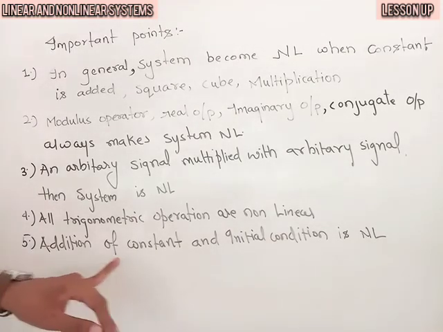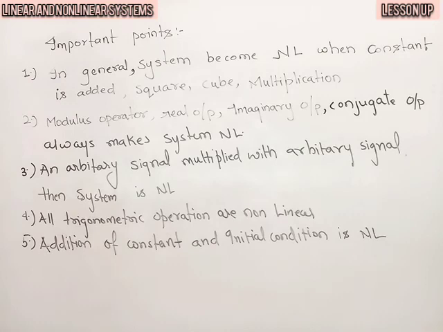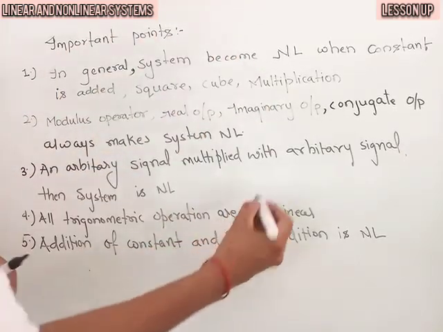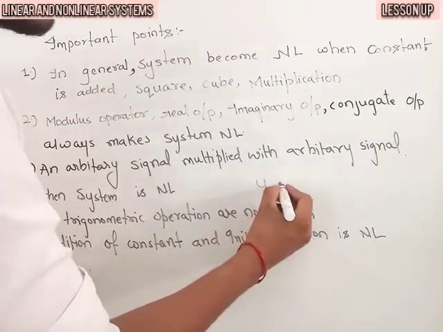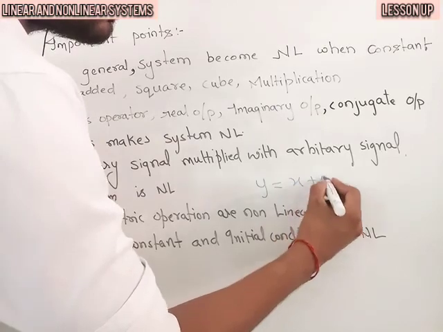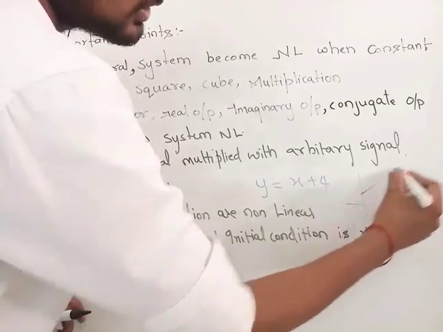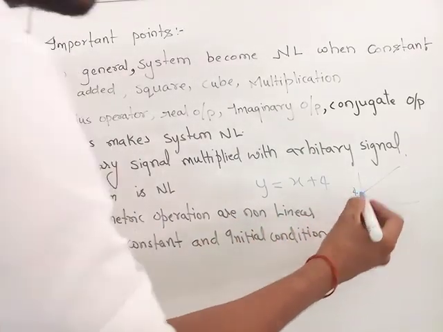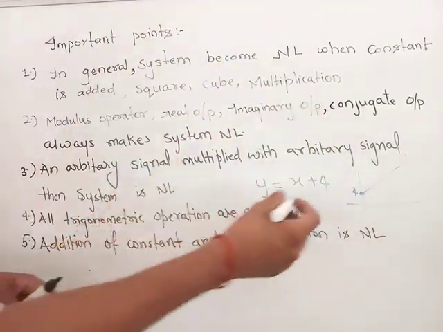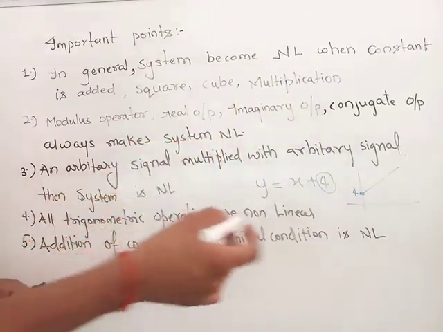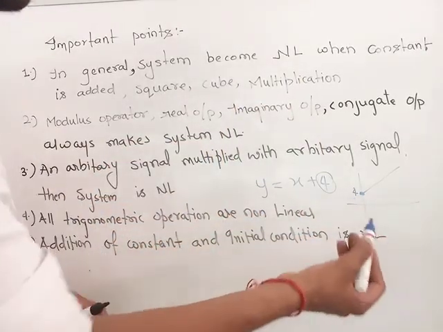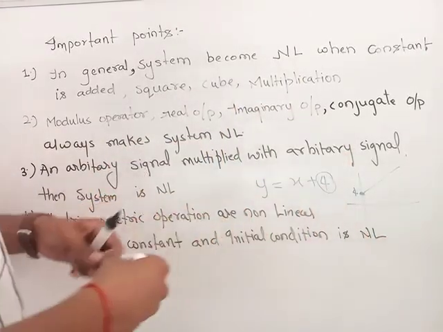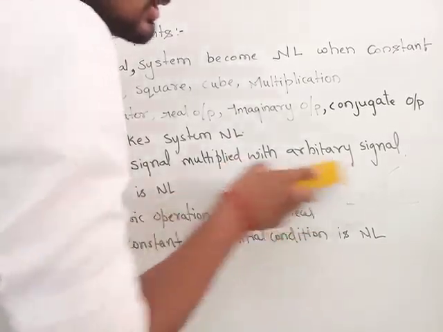Now addition of a constant and initial condition is non-linear. For example, you get an output y of t which is equal to x plus 4. It means you have a linear equation which starts from 4, y is equal to 4. So you will always get a non-linear system because you are adding a constant term here. So the initial condition of y is 4, y at 0 is 4. So you will always get a non-linear system.